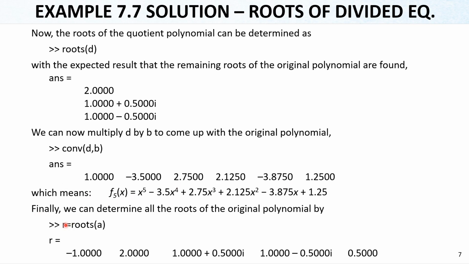Finally, we can also use roots to determine the roots of the original polynomial. When we say roots a, because a had all of these, we simply get all the roots, as you can see here. We have 5 roots, 3 of them are real, 2 of them are complex. And with this example, you saw how to use roots to get the roots of this polynomial.